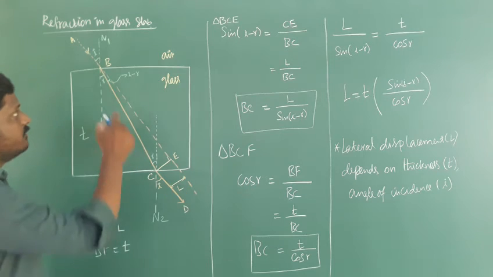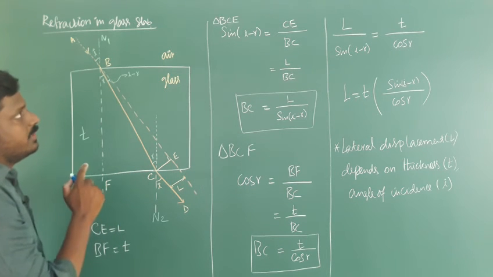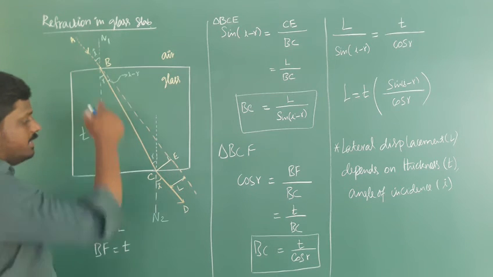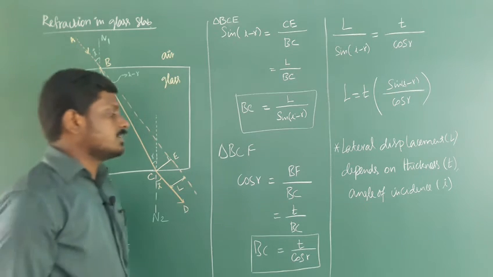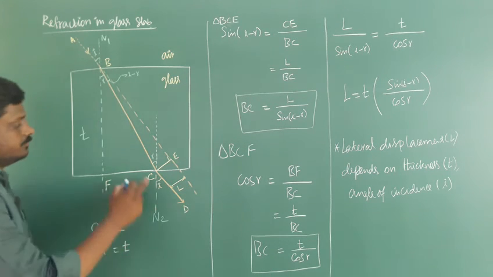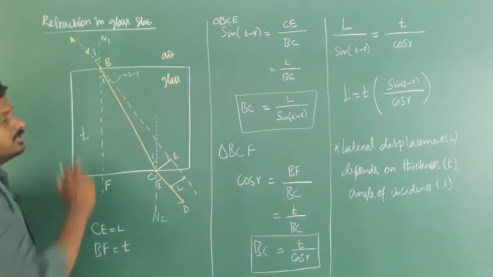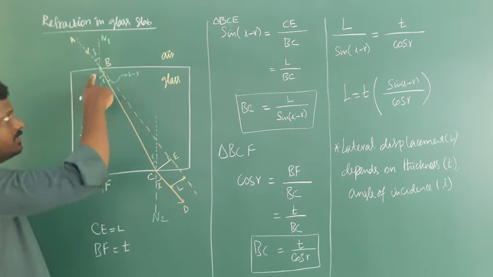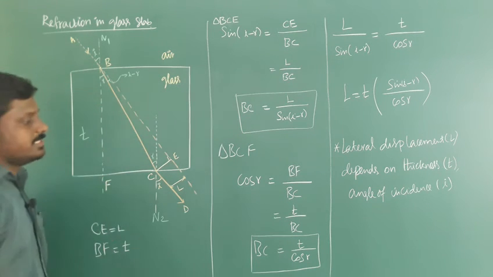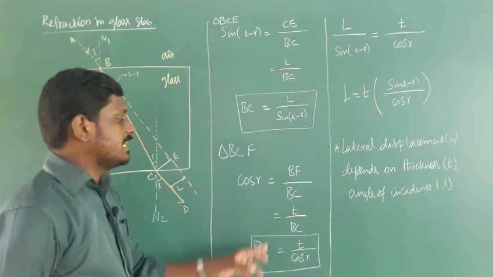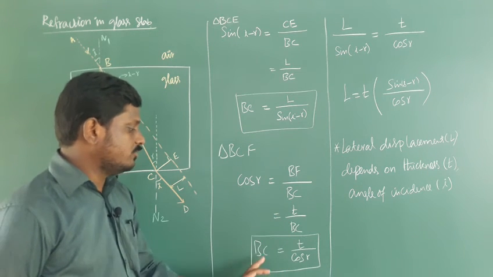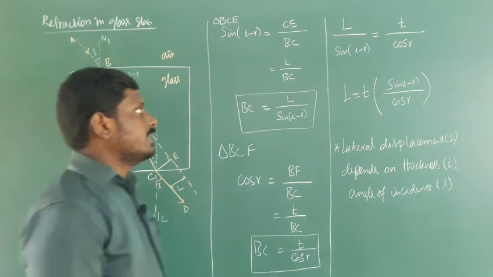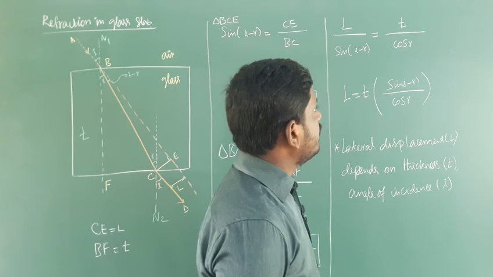Again in triangle BCF, which like BCE is also a right angled triangle, cos R, where R is the angle of refraction, equals adjacent by hypotenuse. The adjacent is BF and the hypotenuse is BC, so cos R equals BF by BC. BF is the thickness of the glass slab, so cos R equals T by BC, and BC equals T by cos R. Here also BC, so just equate: L by sin(I minus R) equals T by cos R.